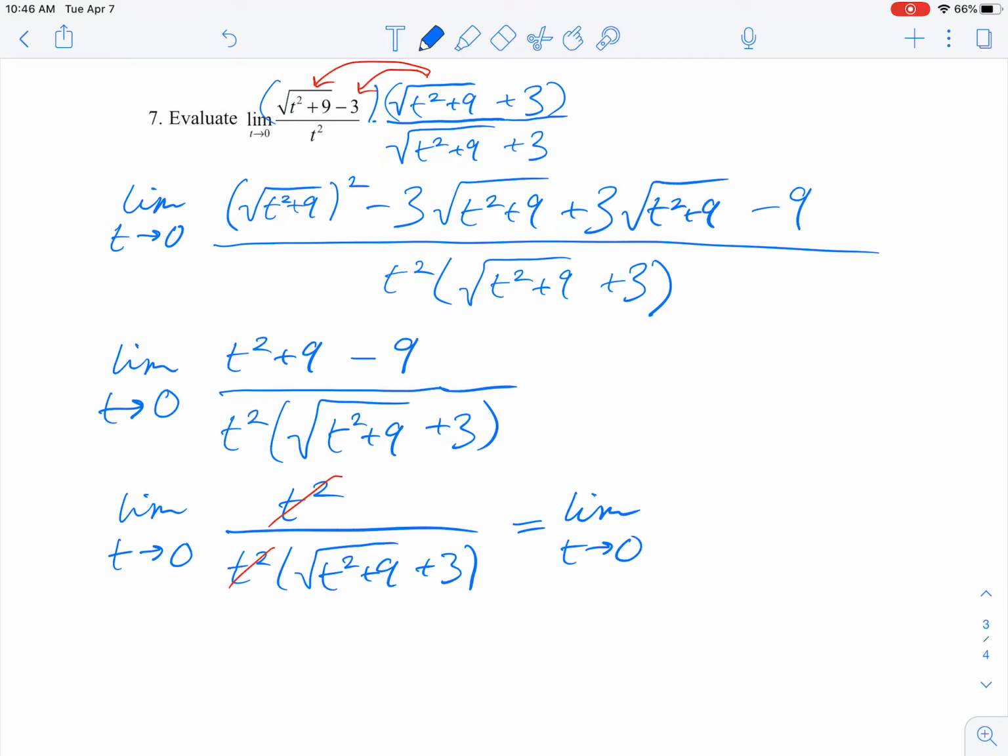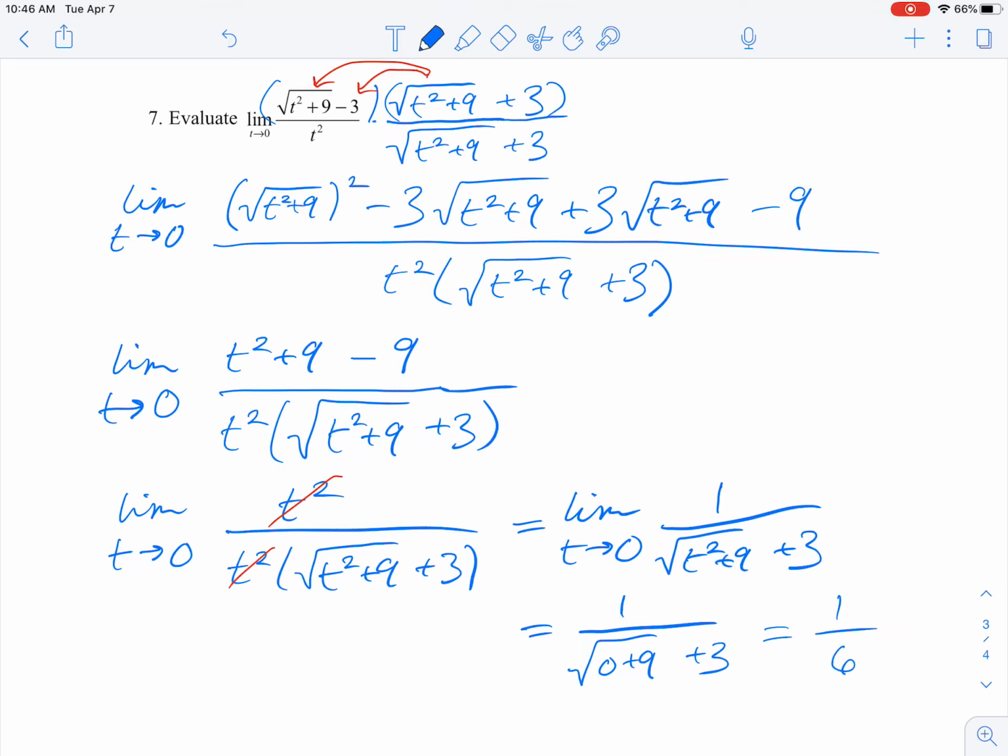And what we get is the limit as t approaches 0 of 1 over root t squared plus 9 plus 3. And this is great. There's no problem whatsoever with plugging in t as 0 now. That's exactly what we want to be able to do. So we can think of this to get the evaluation as root 0 plus 9 plus 3. And last I checked, the square root of 9 is 3, so we're going to have 1 over 6.